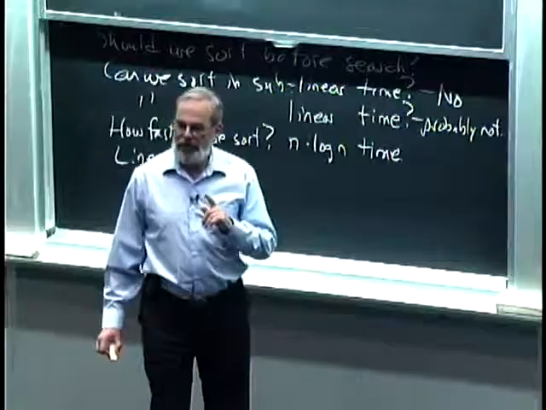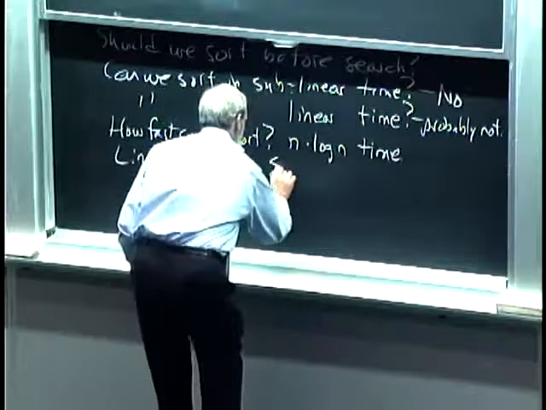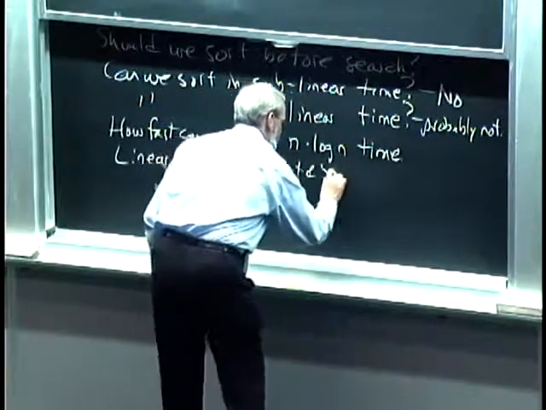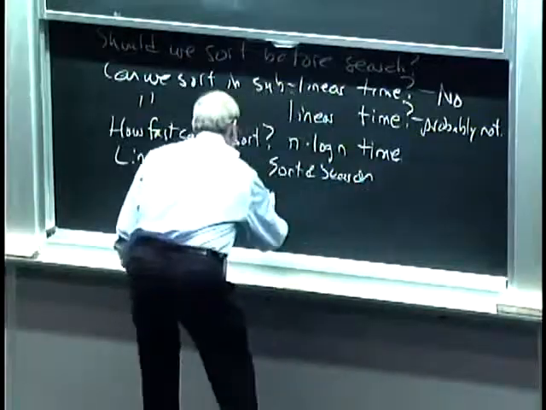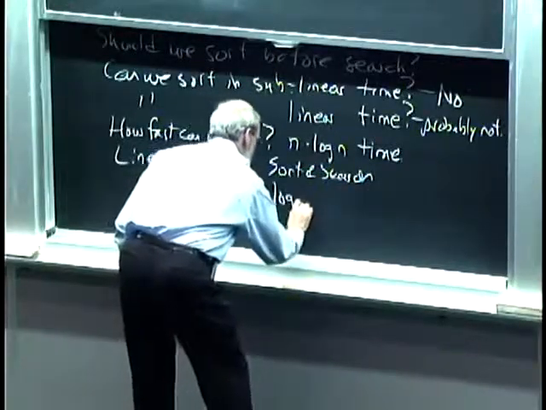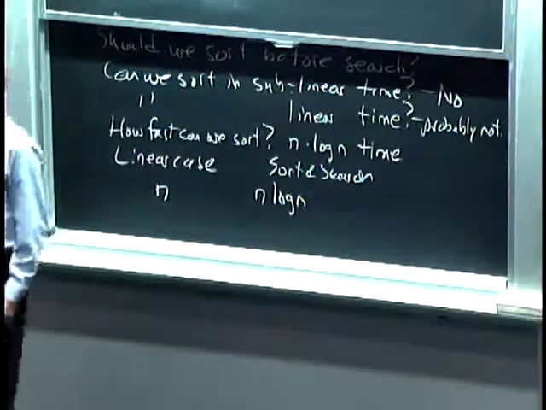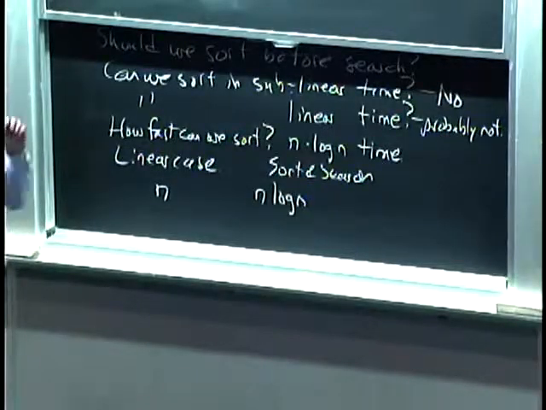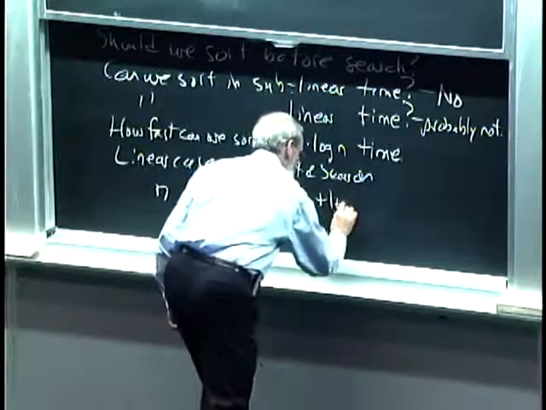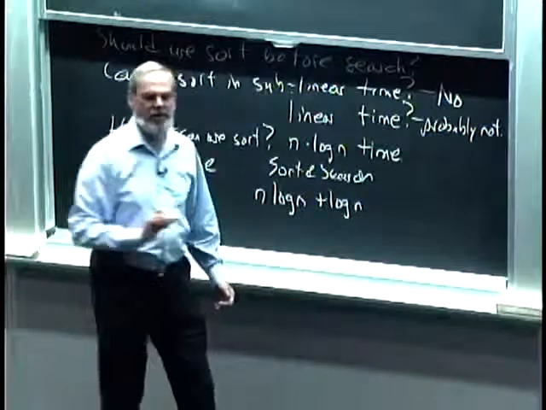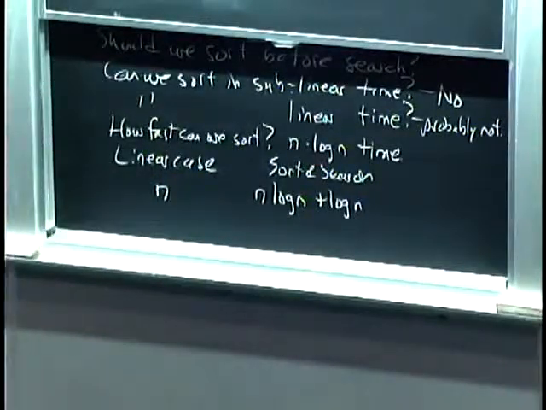On the other hand, if I want to sort it first, if I want to do sort and search, I want to sort it. It's going to take n log n time to sort it. And having done that, I can search it in log n time. So which one's better?